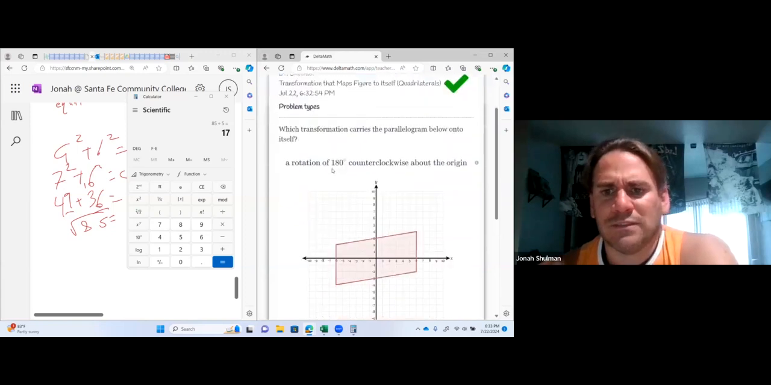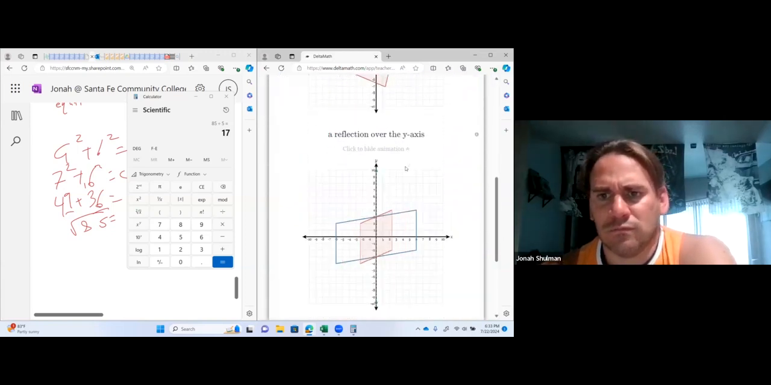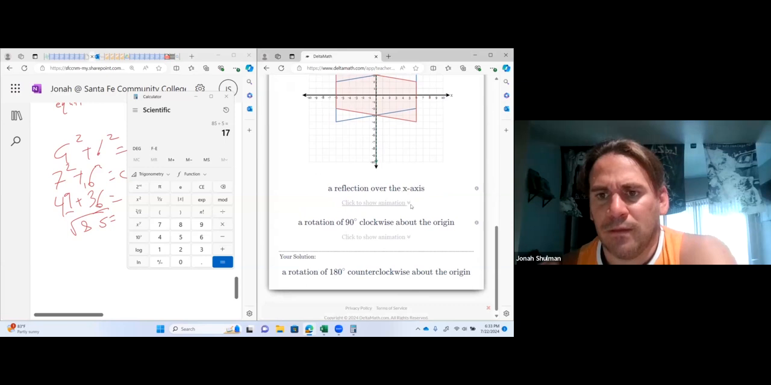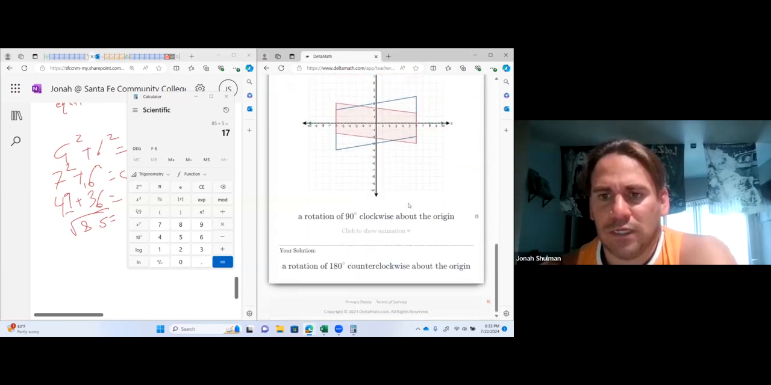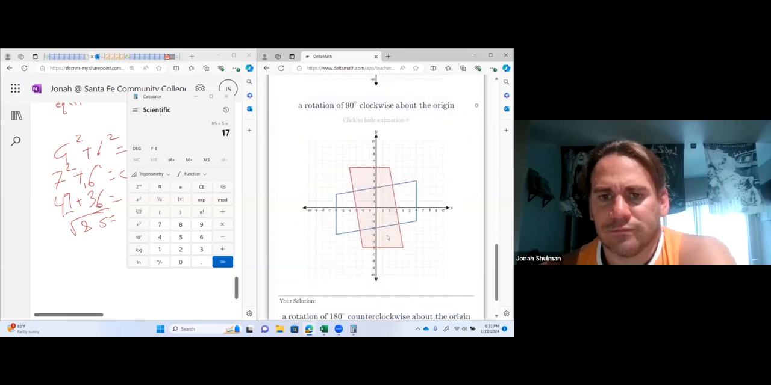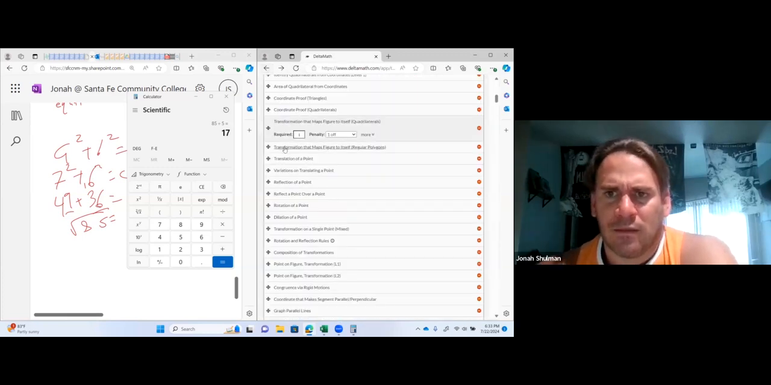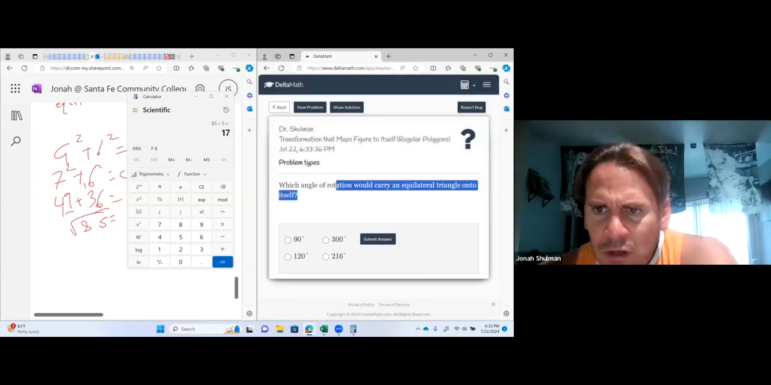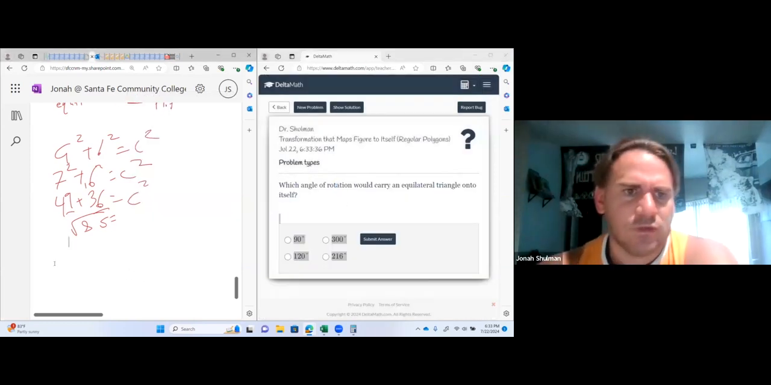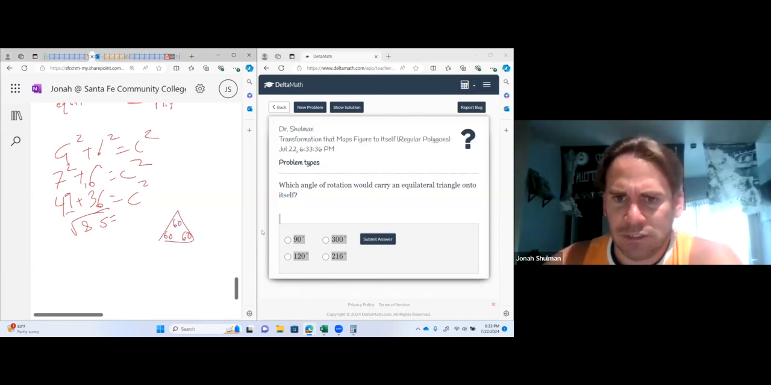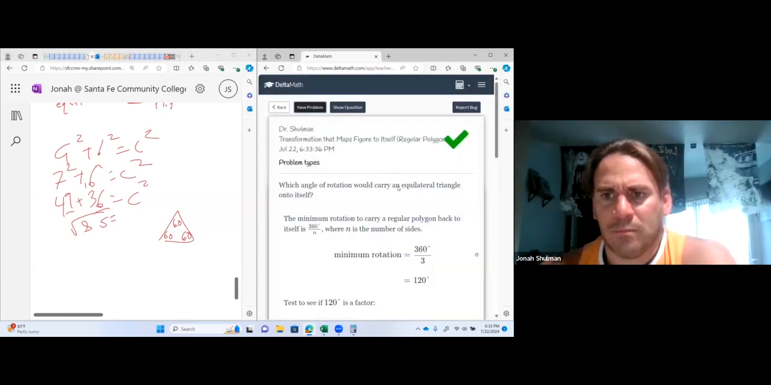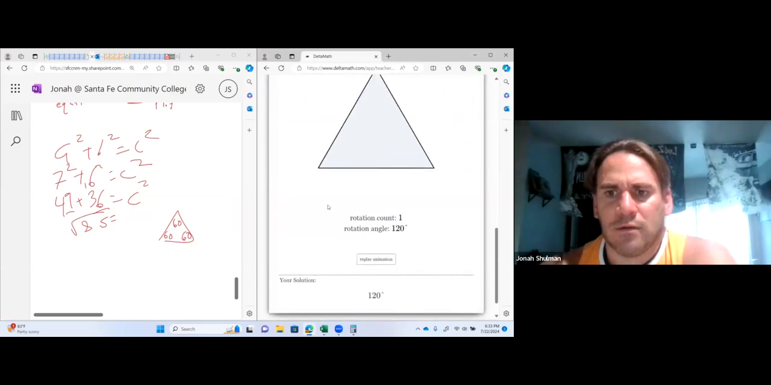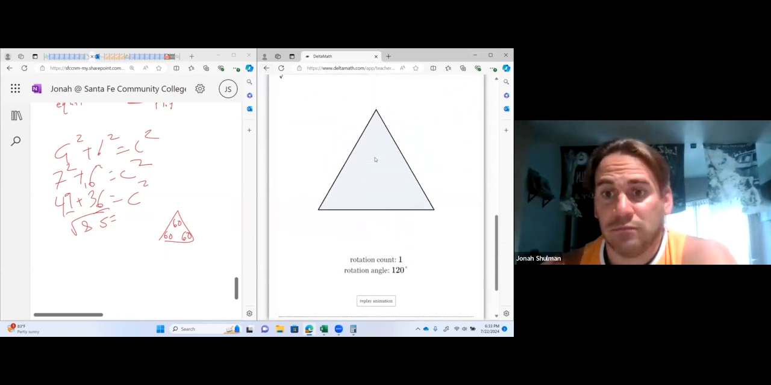Cool. The rest of them aren't gonna match, see? Nope. This one isn't gonna match. Nope. And 90 doesn't go far enough. Cool. Equilateral triangle onto itself. So a triangle has three sides. So 60. So every 60 degrees it matches. So it's 120. Cool. Thought it would spin. I guess not.